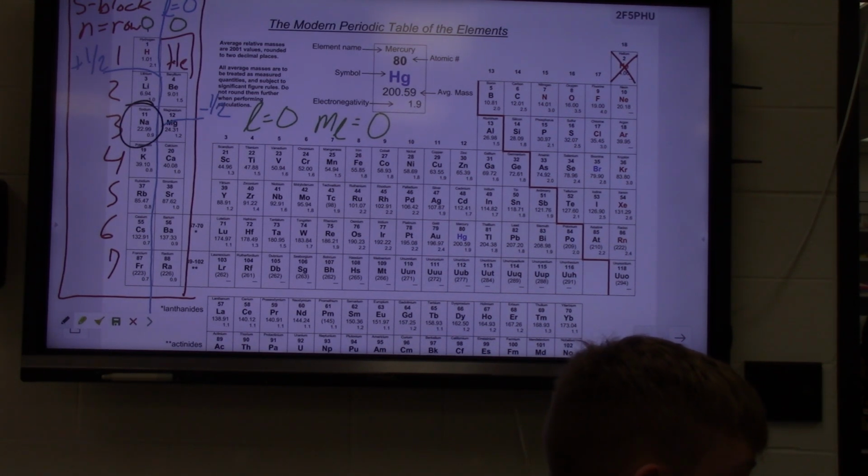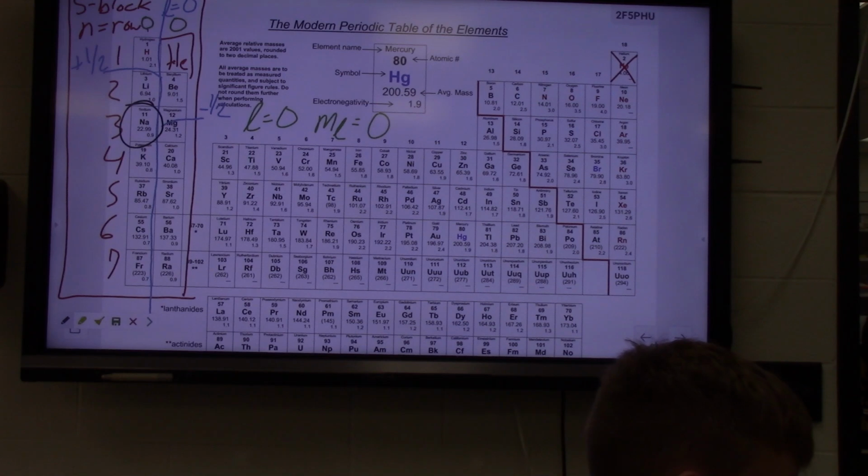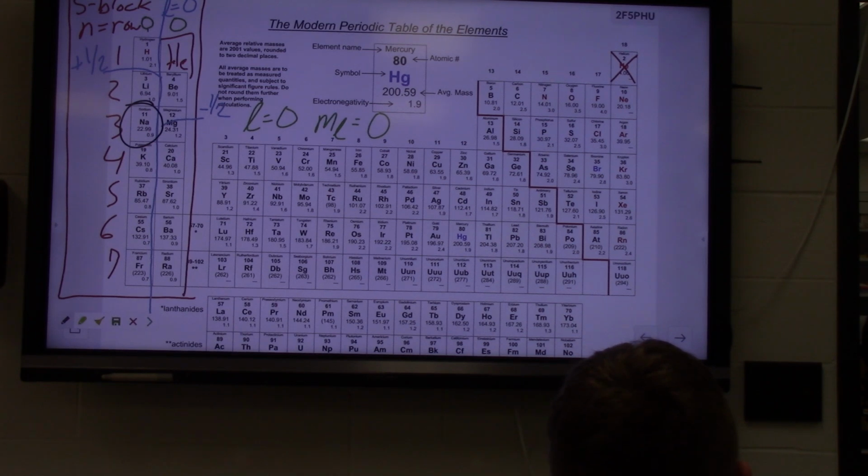3. So n is 3. m sub l: if you know how to break the periodic table down, then you know that first column is the 0 orientation. So m sub l is 0. And then the spin quantum number. Is it the first half or the second half? It's the first half, so it's positive, plus 1/2.